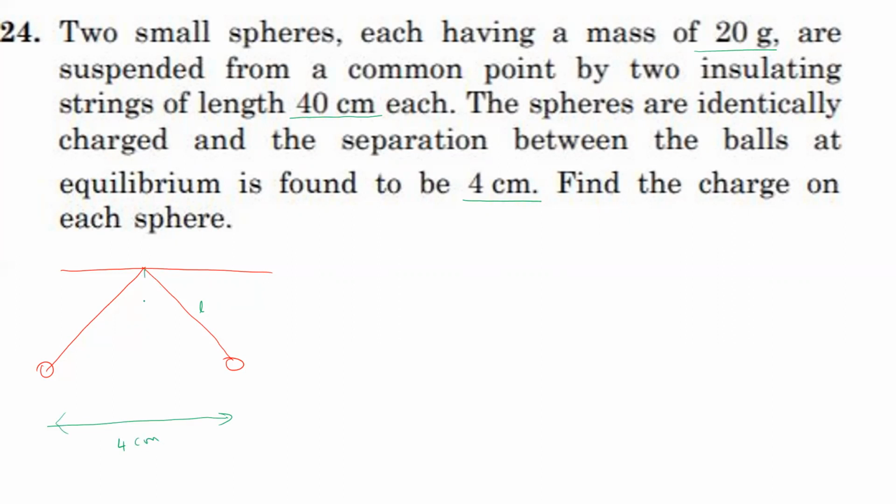That means if you take the vertical, this is theta. For this theta, the opposite side we will get as 2 centimeter, hypotenuse as 40 centimeter, and adjacent side as square root of 40 square minus 2 square, almost 40. Now what forces are acting here? Let us indicate here. This mg force is acting in this direction, F is acting in this direction, and in this direction tension is acting. By extending this one, theta is on this side.